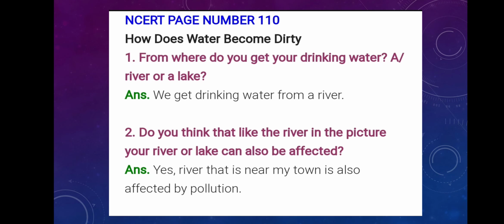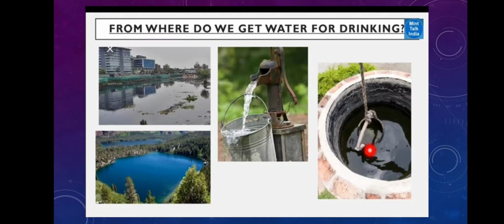Do you think that the river in the picture, your river or the lake, can be affected? In the book you can see the picture in the first half. Okay, so you can see that picture. So do you think that the river in the picture, your river or the lake, can also be affected? Yes, the river that is near my town is also affected by pollution. So where you are living, maybe some river is passing over there. If you find the river over there, you can observe that the river is also affected by pollution.